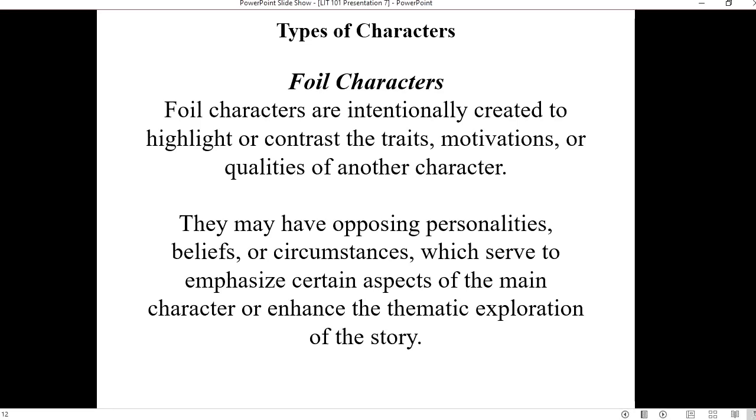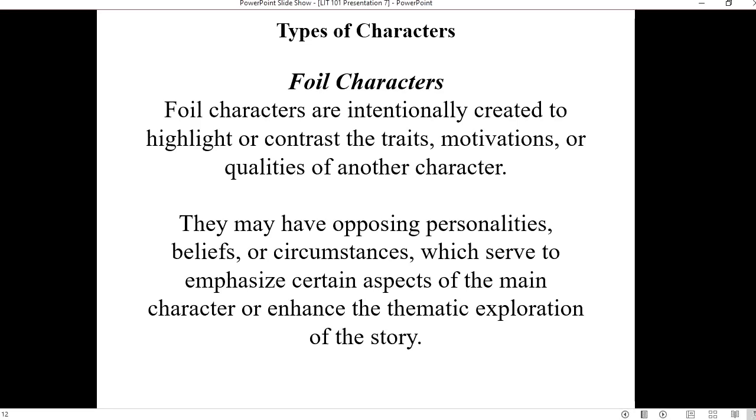We also have foil characters. Under foil characters, we have characters that are intentionally created to highlight or contrast the traits, motivations, or qualities of another character, for example, the major character. They may have opposing personalities, beliefs, or circumstances which serve to emphasize certain aspects of the main character or enhance the thematic exploration of the story. So they usually copy the character or the behavior or the role of the major character. They don't stand on their own for who they are, but they present themselves like the major character.